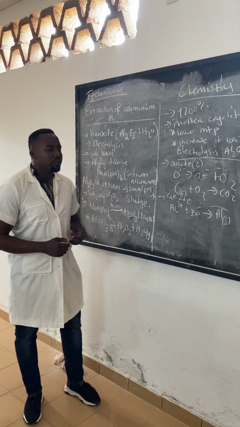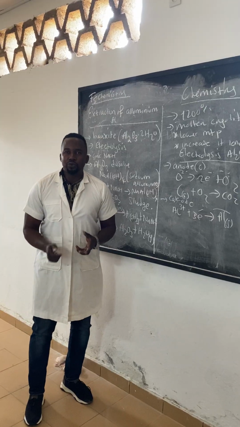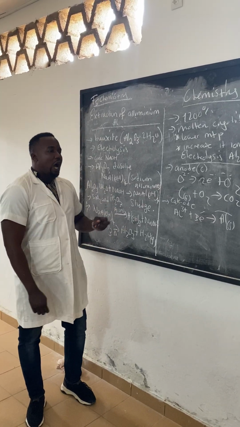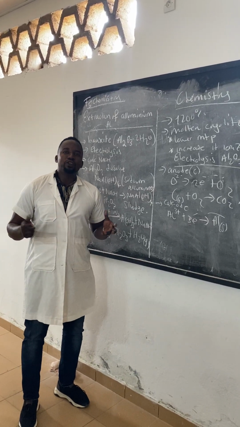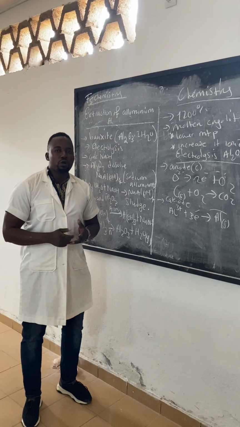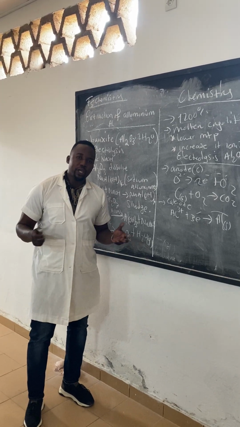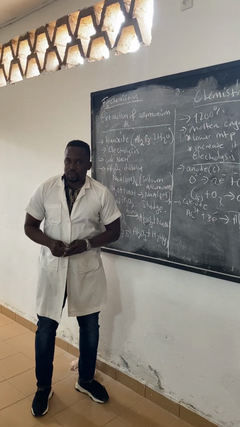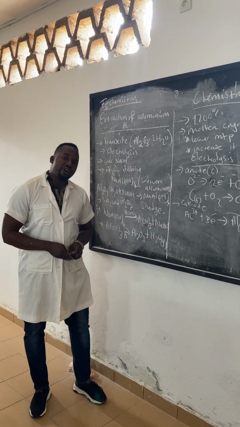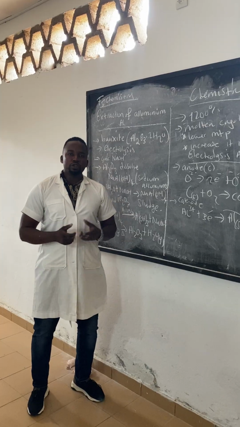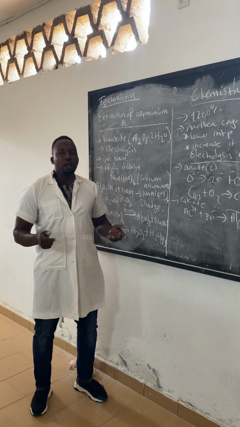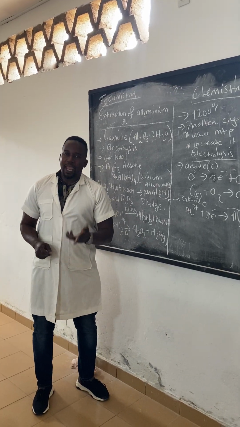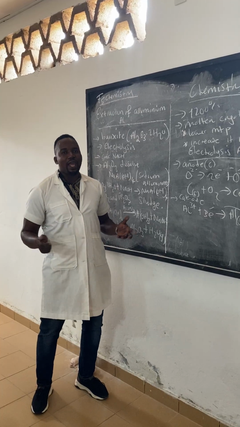Now, why are we extracting aluminium? We extract aluminium because it has so many important uses. Uses of aluminium. Aluminium is used to manufacture cooking utensils because it's a good conductor of heat and is non-poisonous. Aluminium is used to manufacture roofing sheets. Aluminium is used to manufacture overhead cables because of its low density. Aluminium is used to manufacture oil paints because of its high reflectivity.